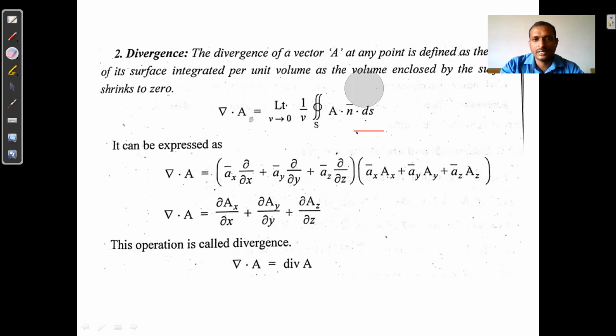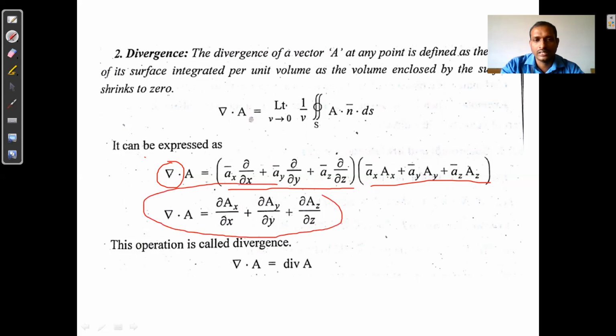We are going to write another formula for divergence. We know that del is dou by dou x into ax plus dou by dou y into ay plus dou by dou z into az. So this is the del operator. If you want to take the divergence, we take the dot product, that is, scalar multiplication with the particular vector. Taking vector A, del dot A is called divergence. That is the scalar multiplication between the del operator and vector A. So the final output is del dot A is equal to dou Ax by dou x plus dou Ay by dou y plus dou Az by dou z.